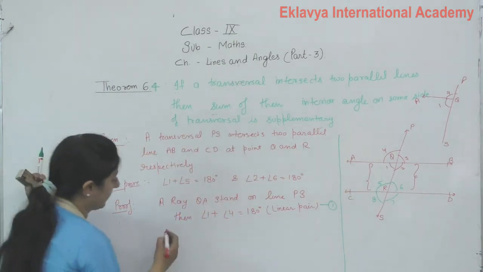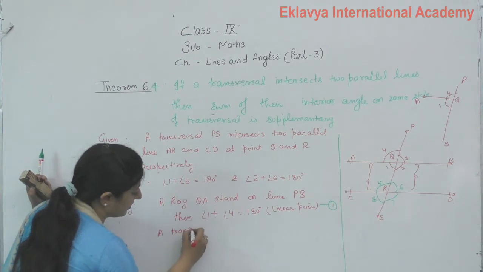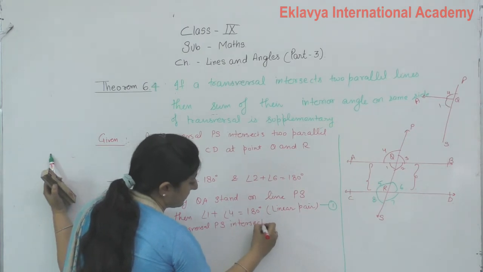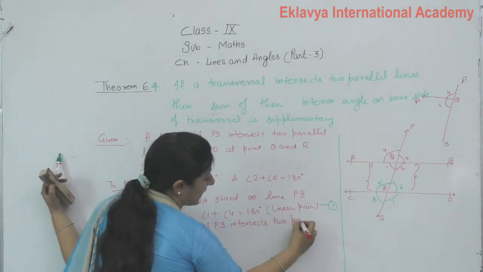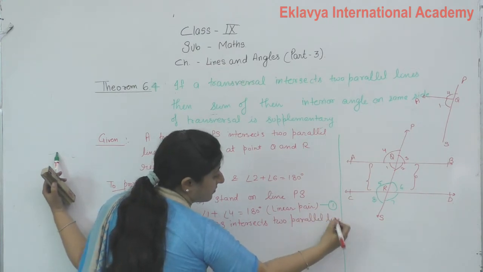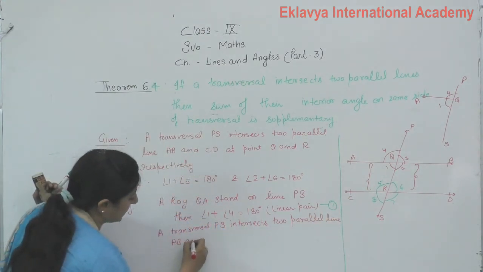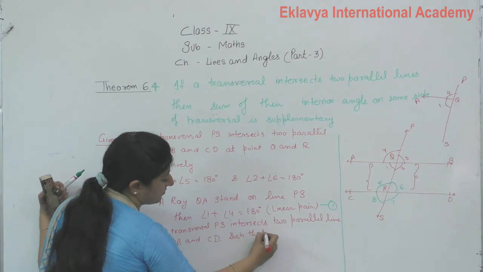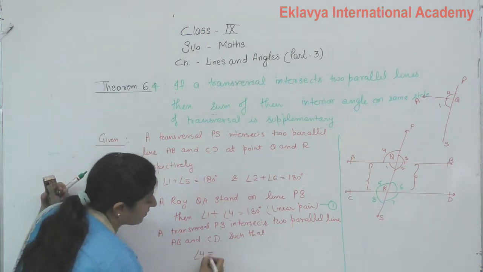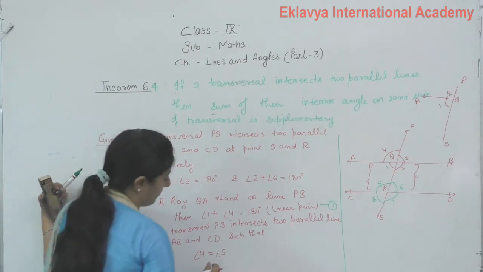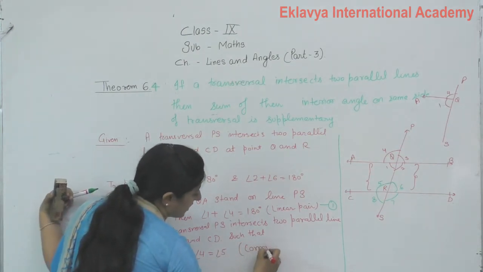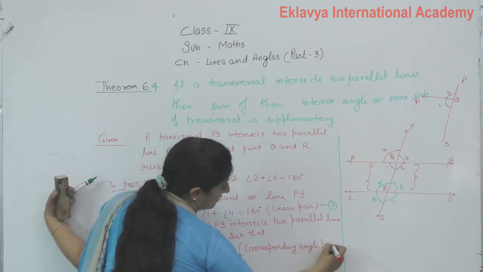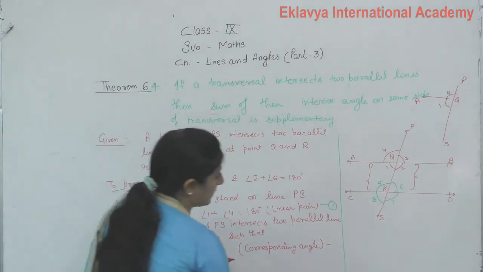Second equation: a transversal PS intersects two parallel lines AB and CD such that angle 4 is equal to angle 5, that is, corresponding angles. This is equation second.